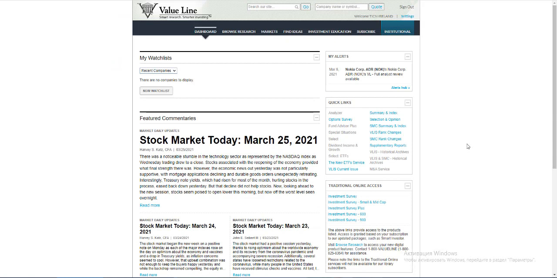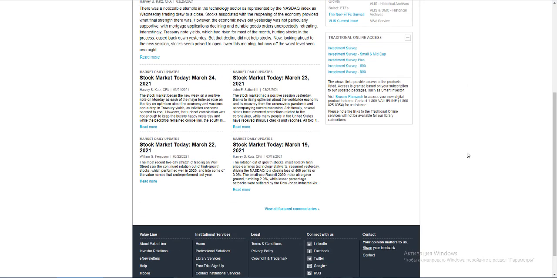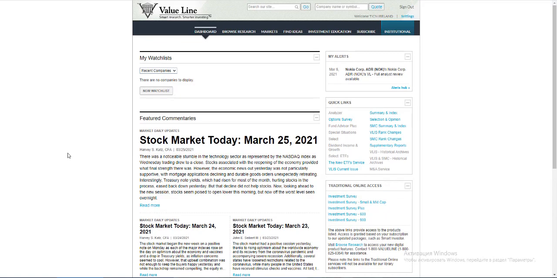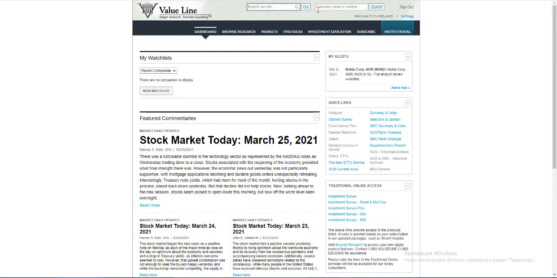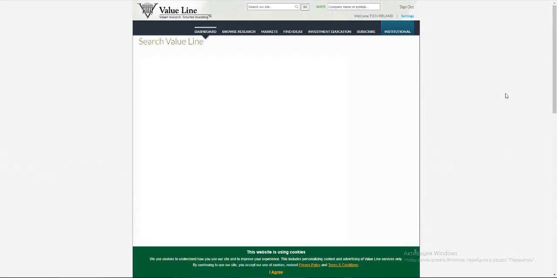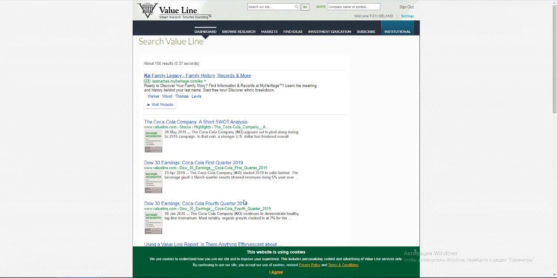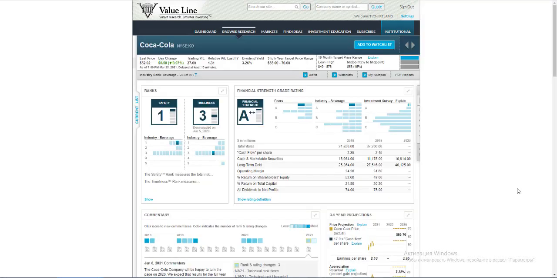The last platform we are going to talk about today is Value Line. Again, it's a paid platform service with a lot of useful information. We're on the main page with news. Again, we go to the search bar and enter a ticker to check. First of all, we can see news about this company. Okay, that's how the summary on the Value Line platform looks.